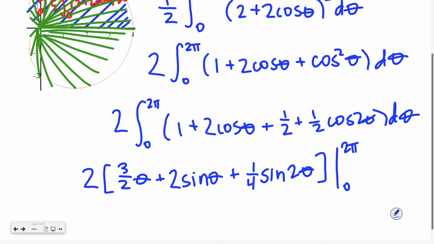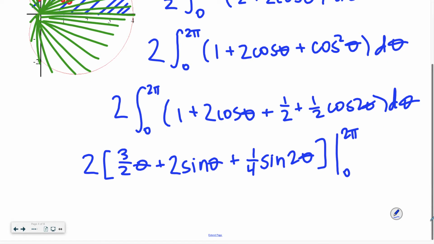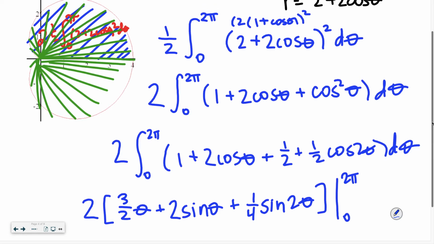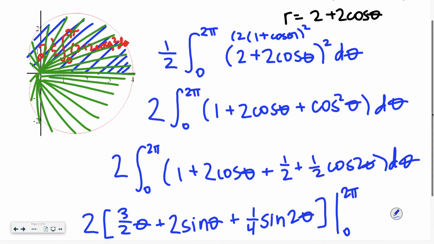Can we go back real quick? How did you get from 2 times 1 plus cosine theta squared to 1 plus 2 cosine theta plus cosine squared? If we think about the 2 factored out, then I have 1 plus cosine theta, squared. If we FOIL it, 1 plus cosine theta, the quantity squared, is this trinomial. Okay. Awesome.